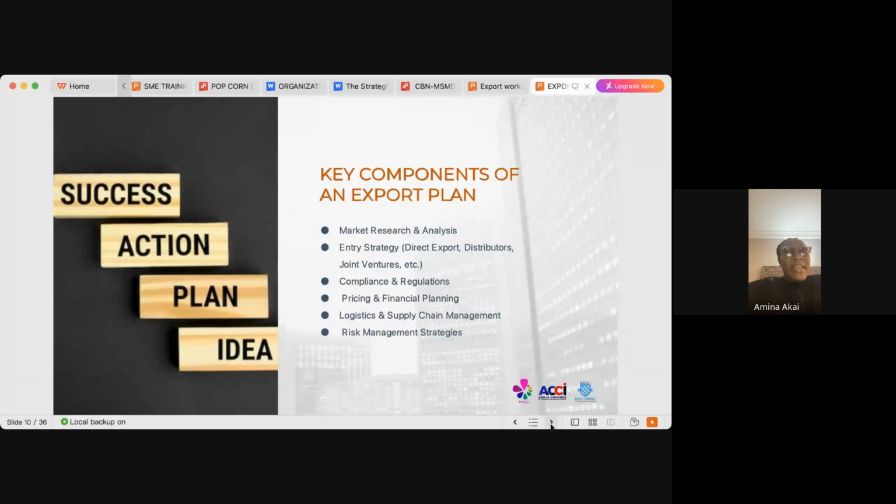So the key components of an export plan, I have explained most of it, is market research analysis. You have to research the market you want to export to. Not because everybody's exporting to the UK or the US and you hear success stories. I'm sure a lot of success stories did not start in a day. They must have been built over the years. So what are they exporting? How are they exporting it? These are the research you need to take before you start. Don't just jump on the wagon of export because everybody's exporting and you think they're making money from it. You research and you analyze.